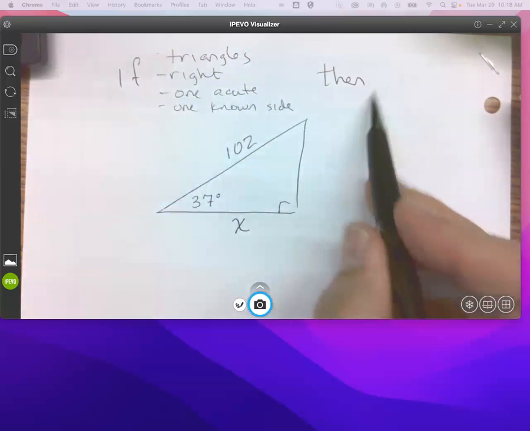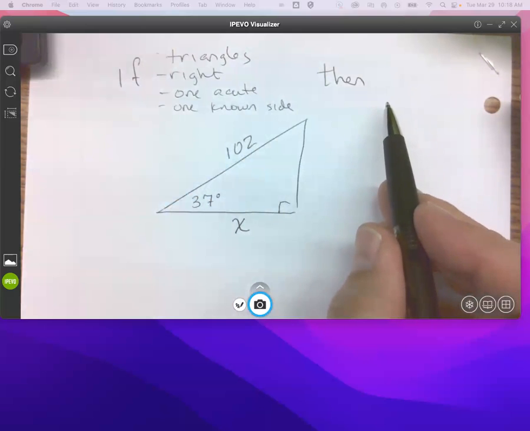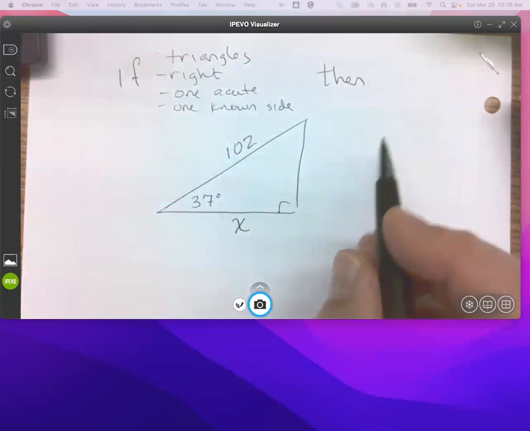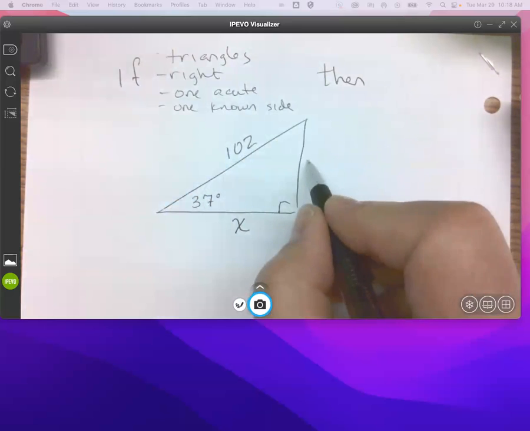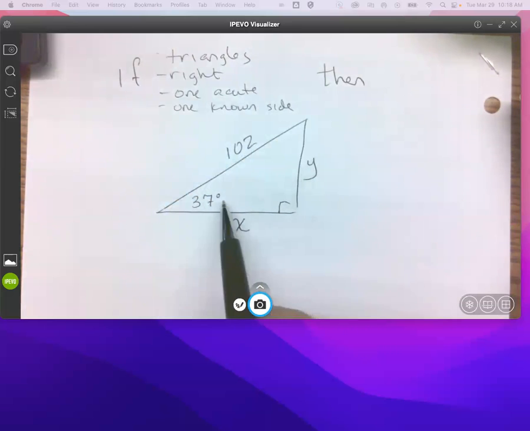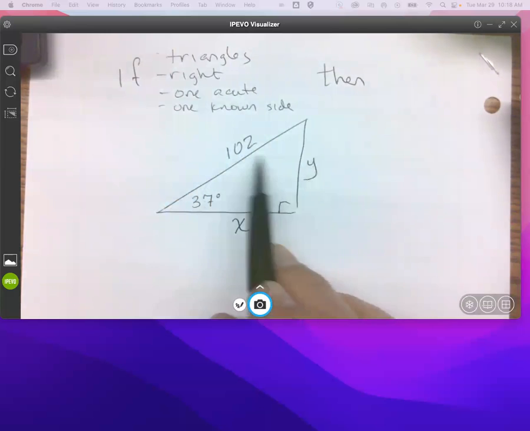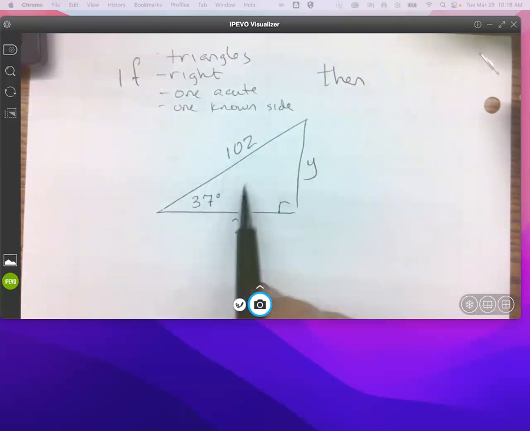And what were we able to then find? Missing side or missing sides? We could find y, couldn't we? And we could find x.